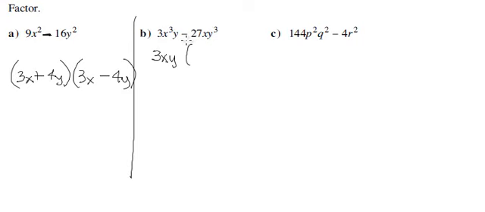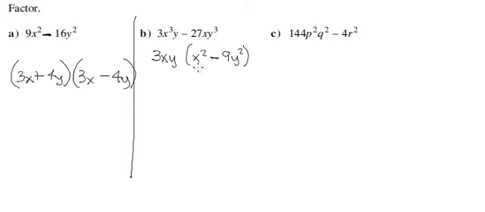If you do all that, then what remains is 3 divided by 3, nothing. X cubed divided by x is x squared. Y divided by y is just gone. And then 27 divided by 3 leaves 9. X divided by x, gone. Y cubed divided by y is y squared.